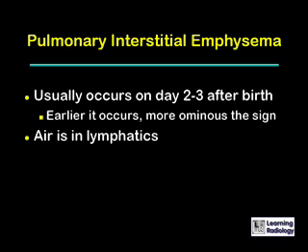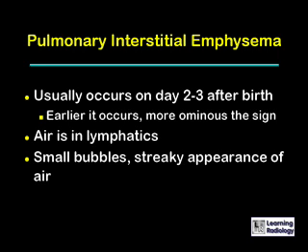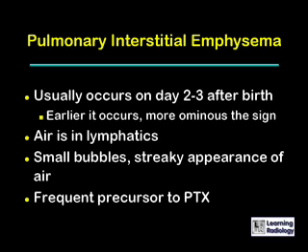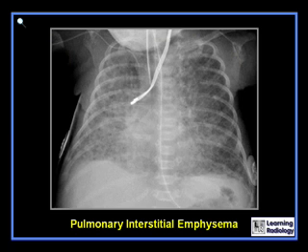The air in pulmonary interstitial emphysema is actually in the lymphatics, and it may appear as very small bubbles of air on the chest radiograph or have a streaky appearance. It is a frequent precursor to the development of a pneumothorax, sometimes a pneumomediastinum or even a pneumopericardium.